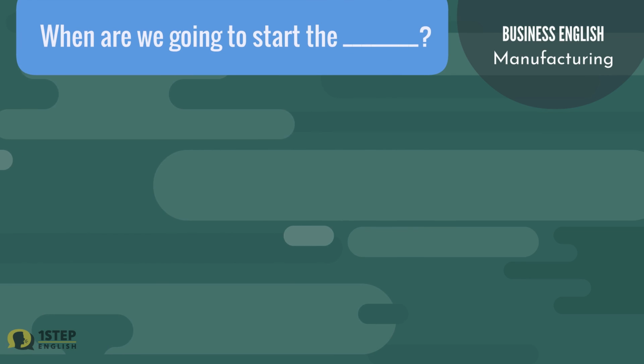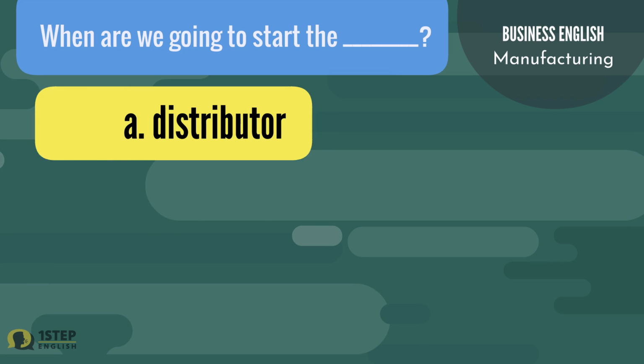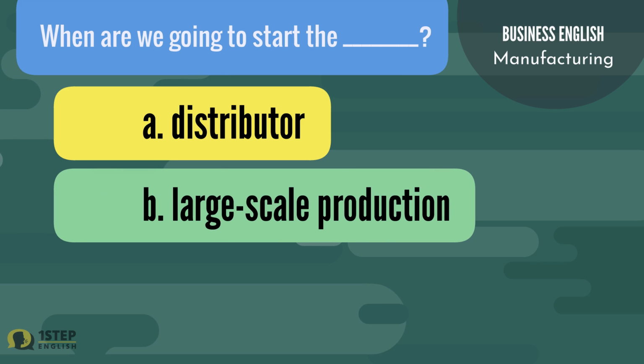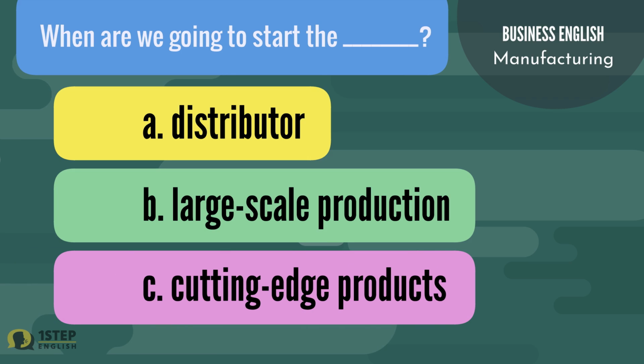When are we going to start the? Letter A. Distributor. Letter B. Large scale production. Letter C. Cutting edge products.